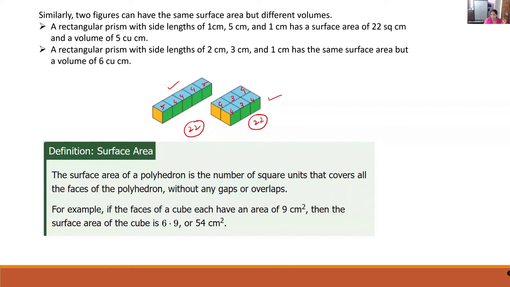Then clearly we have to give the examples for the surface area. The definition here says surface area of a polyhedron is the number of square units that covers all the faces of the polyhedron without any gaps or overlaps. We can do like this. Otherwise, our general way of telling about surface area is nothing but the sum of the area of the faces bounded by the given solid. Whatever the solids we are having, we have to add all the area of the faces bounded by the solid. Like that also we can do the definition.